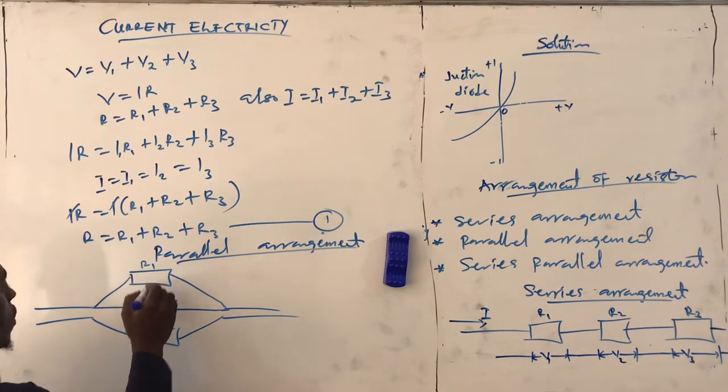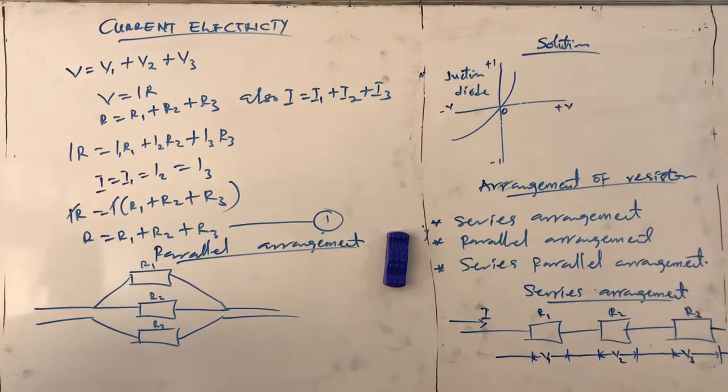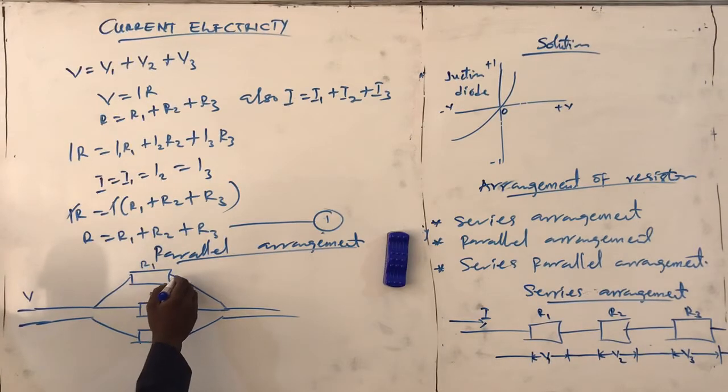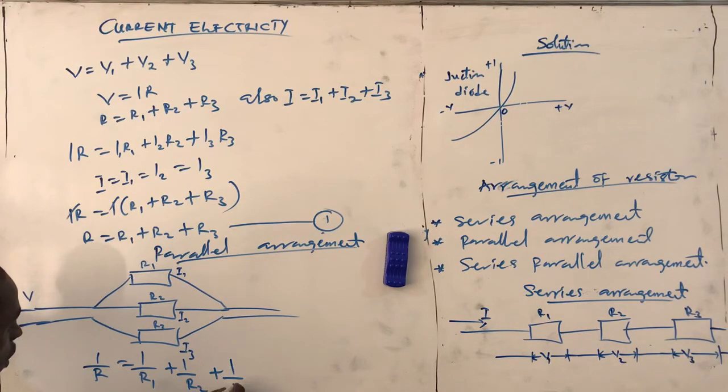Let's say this is R1, R2, R3. In this case, only one voltage passes through these resistors. From Kirchhoff's rule, we are going to have current I1 here, current I2 here, and current I3 here. If I do the same thing for that one, I will later have 1 over R equal to 1 over R1 plus 1 over R2 plus 1 over R3.